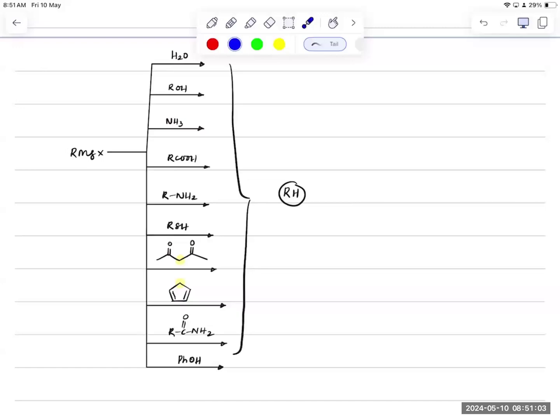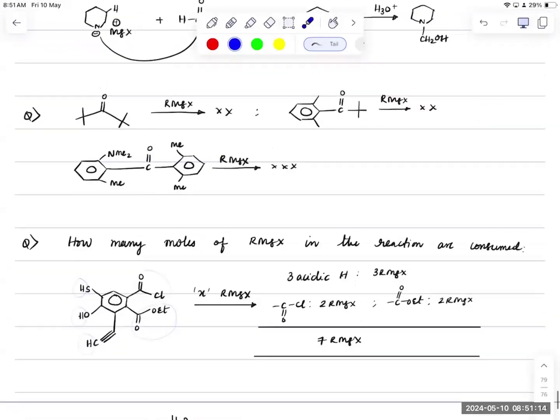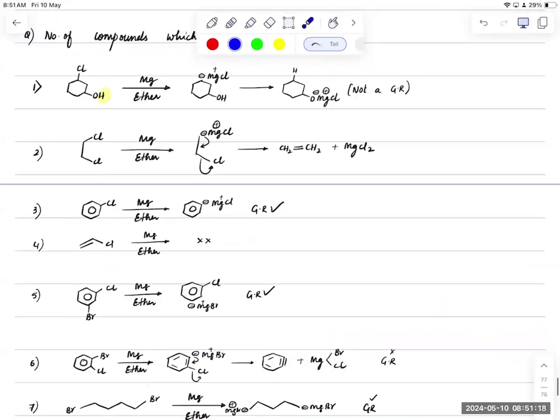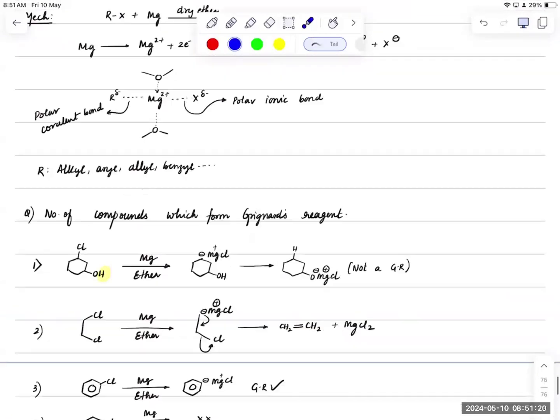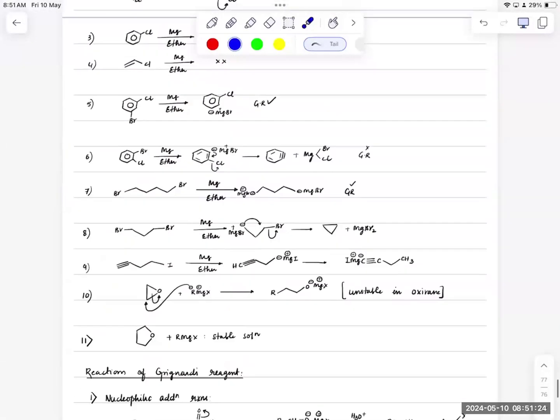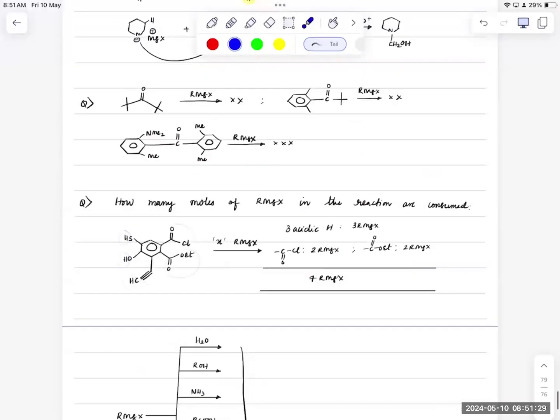As much as Grignard's reagent is concerned, this is how much you need to know from this topic. Whatever the questions, whatever the ideas we need to learn, it is majorly this one: whether they will form Grignards or not. These cases are important. So learn whether the Grignard would happen or not with those cases.